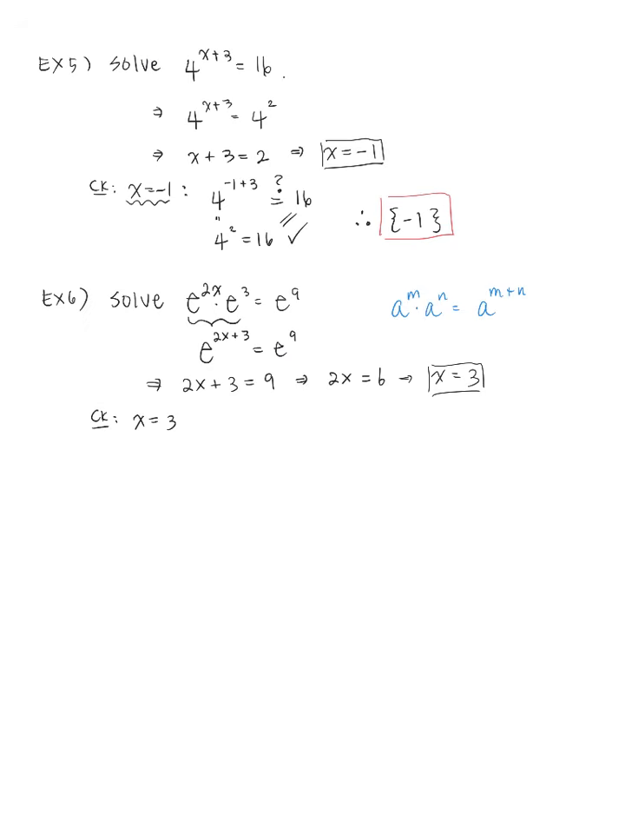When x equals 3, that's e to the 2 times 3 times e to the third. Is that going to equal e to the 9th? All right, so let's work on the left-hand side. So what do we got? We got e to the 2 times 3, which is 6, times e to the third. So what do you do with that 6 and a 3? You add them, which will give us e to the 9. So it matches up. So therefore, the solution set is just 3.